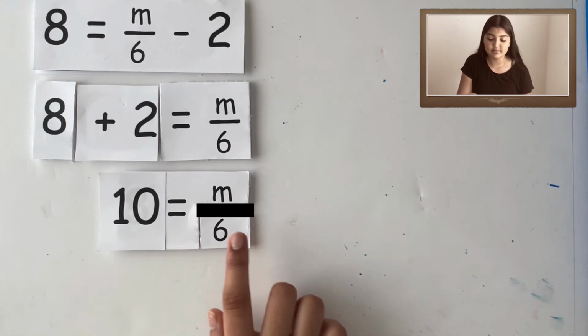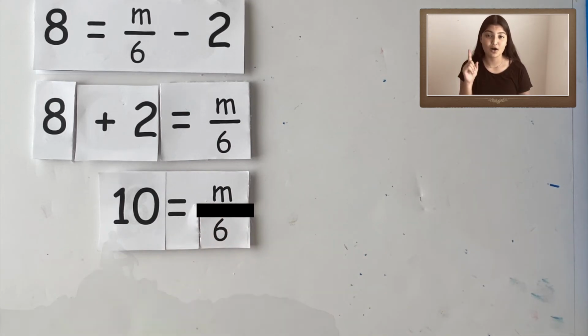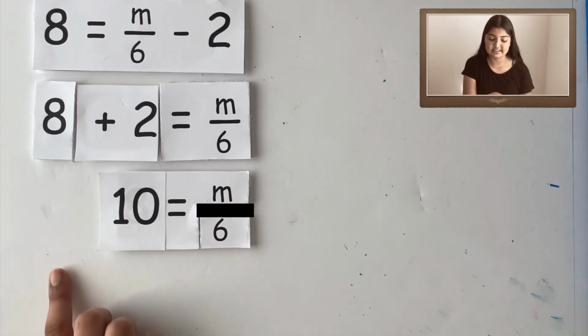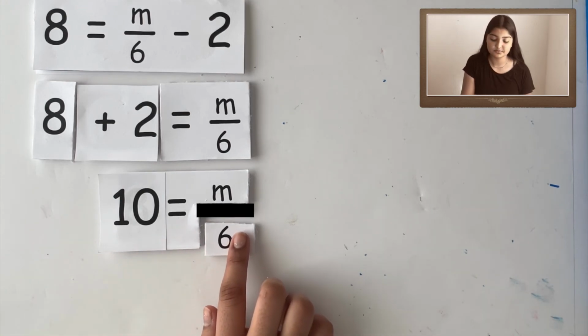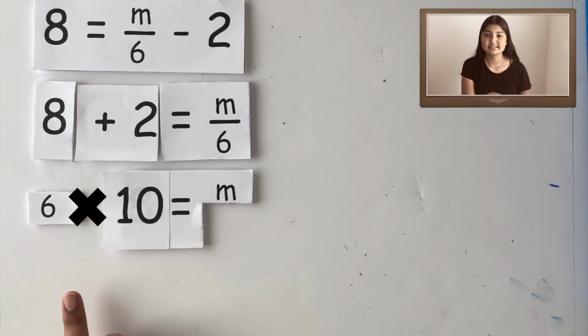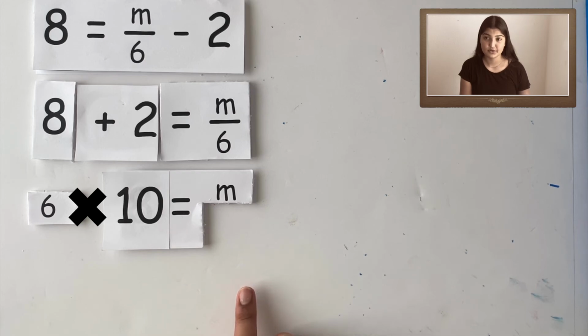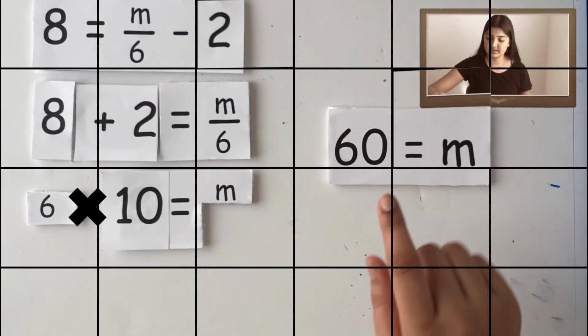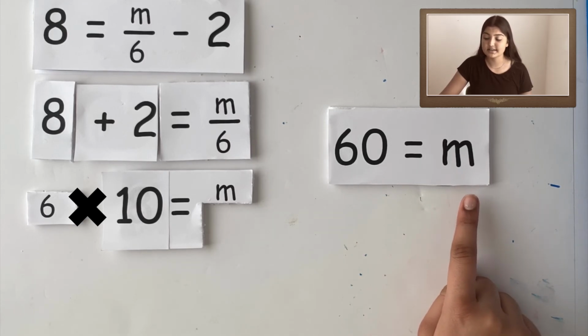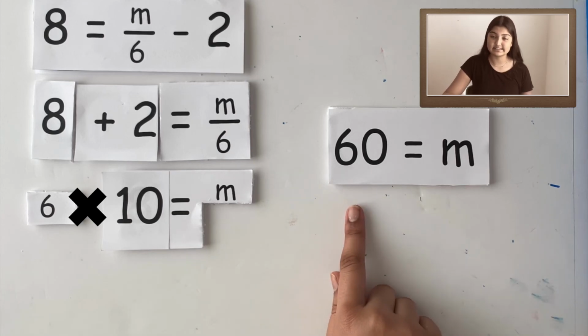We want to keep m alone on one side of the equation. And here, 6 is dividing. So if we take it to the other side of the equation, 6 times 10 is equal to m. So 60 is equal to m, or the value of m is 60.